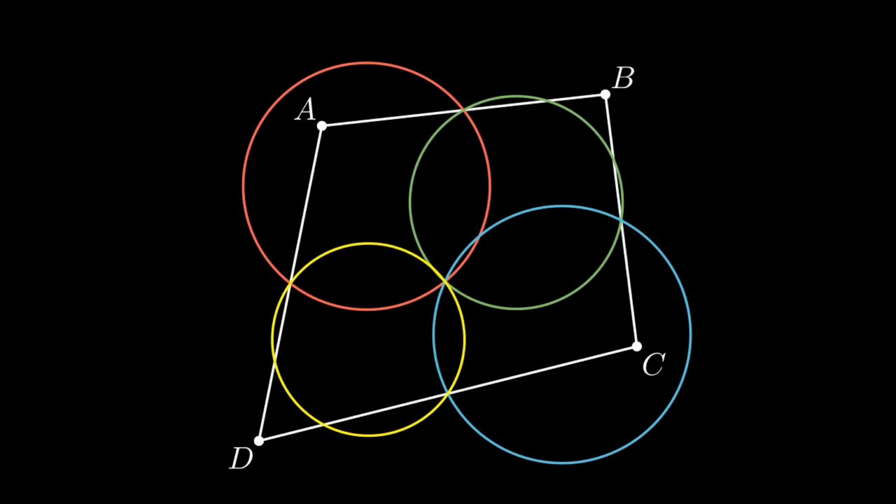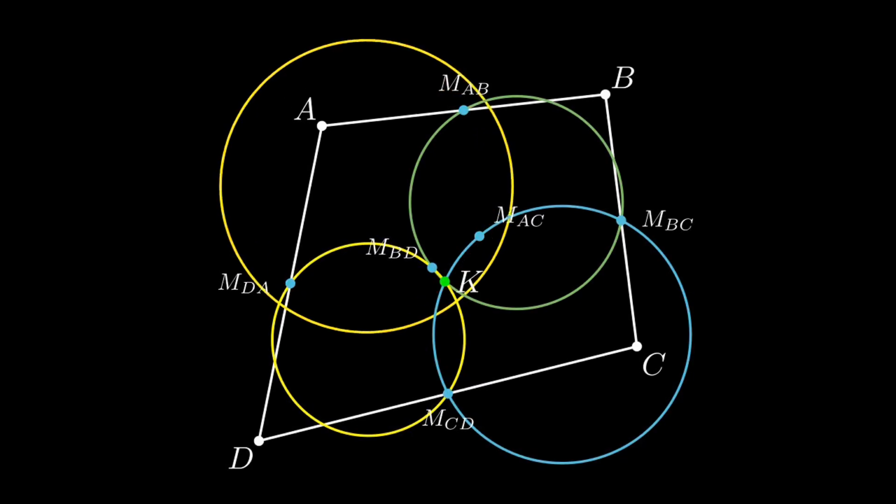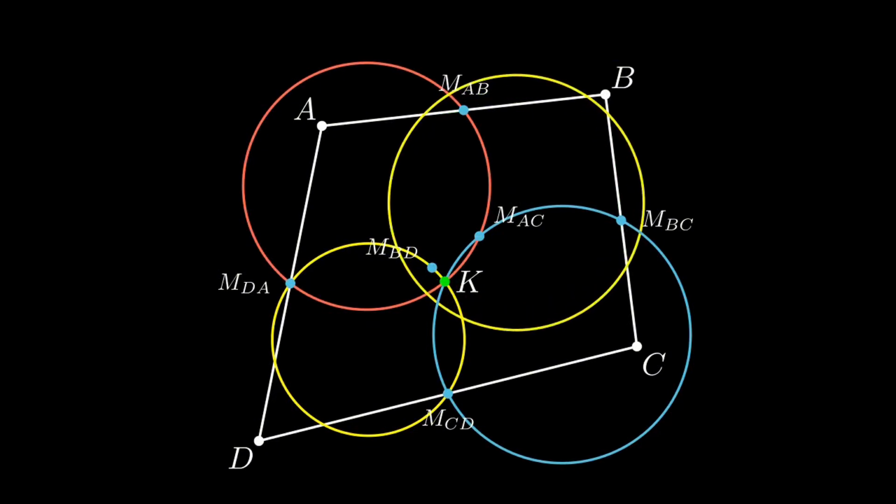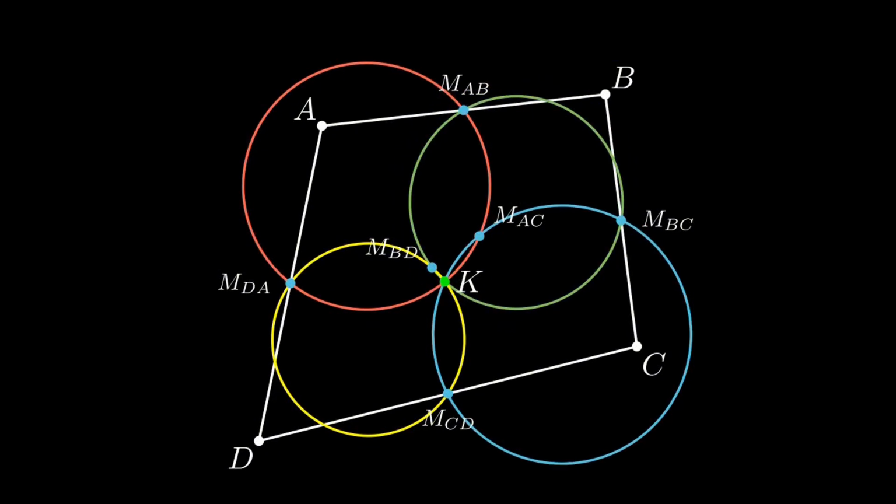All 4 circles concur at a point, say K, and not only that, the 2 adjacent circles concur on the sides of the quadrilateral, which is also the midpoint of the sides. Call the top left one as the first small circle, the top right circle as the second small circle, the bottom right one as the third small circle, and the bottom left one as the fourth small circle.